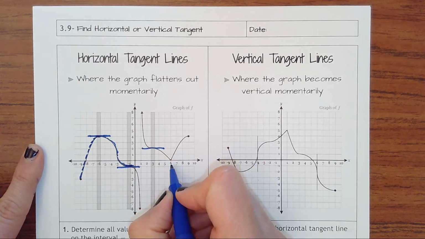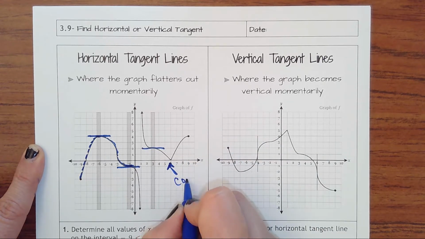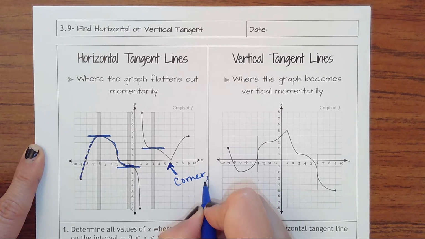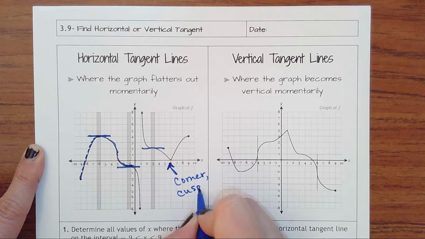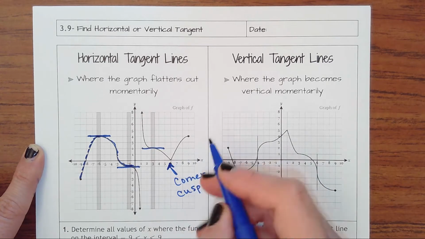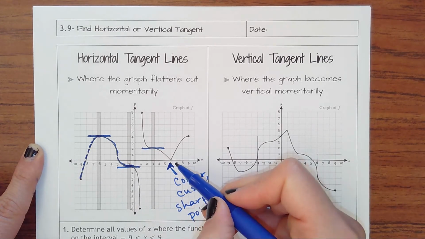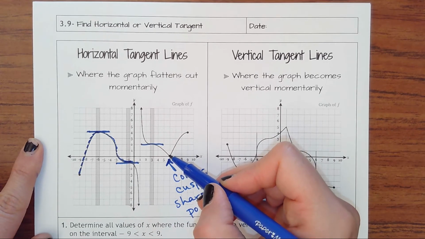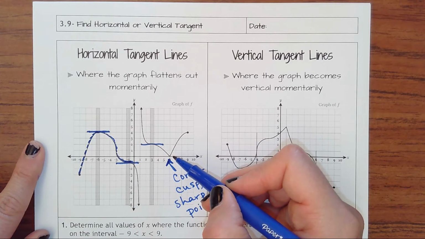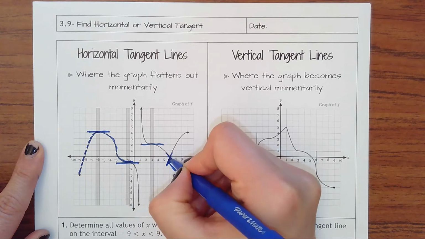Here at 6 is a problem. I call this a corner or a cusp. Like in your teeth, they talk about a cusp. It's a corner or like a sharp point. Let's call it that too. We'll learn that actually that does not have a tangent line at all, because when I come from the left, I'm negative, but when I come from the right, I'm positive.